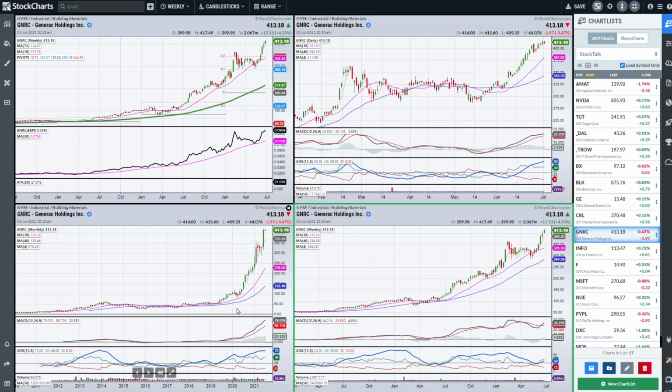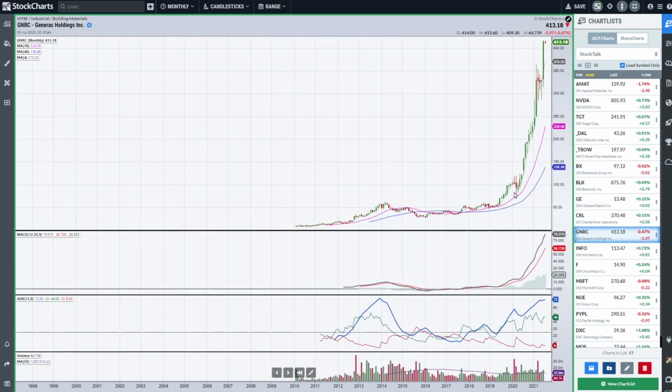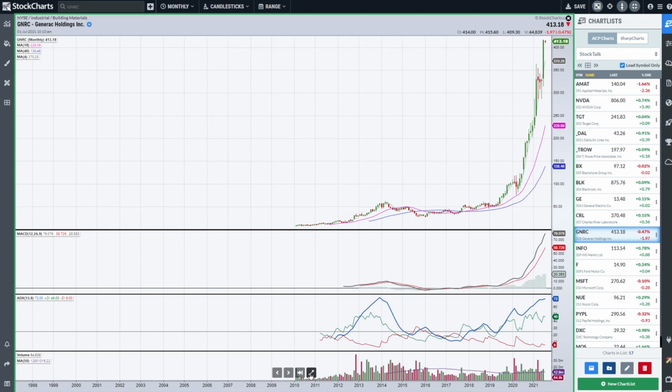GNRC, last great signal on the monthly chart, right to the 18 month where both lines were rising at about the same rate, right around 100 was the signal. Nice looking pattern on the MACD and the ADX. So that really was the last time it came anywhere near the 18 month line. So from a longer term standpoint, that was sort of your last entry point.